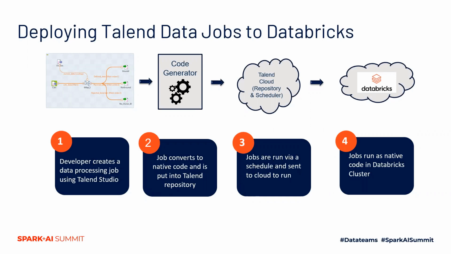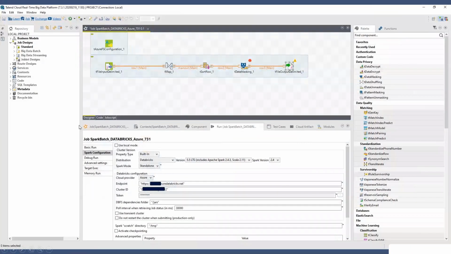We're going to use our code generator and take that code and put it up into the Talend Cloud, into the repository, stored as an object ready to run. Then we can set a schedule for how often and when you want to run that. When it comes time to run that job, we will push that code out to your Databricks cluster. It could be an interactive cluster, or it could be a data engineering cluster. You get to decide. Then that job is going to run as native Databricks code within that cluster. Cameron, you want to show them how to set that up? Absolutely. Very easy to do, which is the good part here.